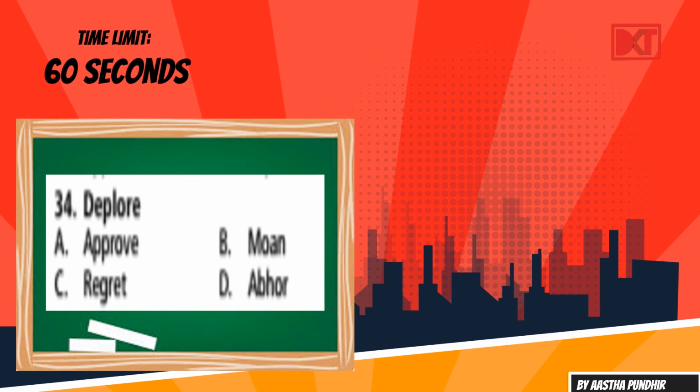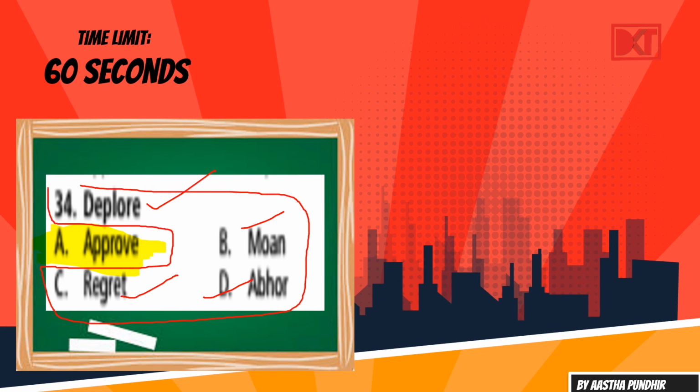Okay, now here the next word is deplore. Here the options are approve, mourn, regret and abhor. So here the antonym is approve. Approve means saying yes to something, passing it on, saying that it's okay. Whereas other options like deplore, mourn, regret and even abhor actually refer to a sort of not liking whatever has happened and criticizing it. Okay, that's deploring or mourning or regretting or abhorring.